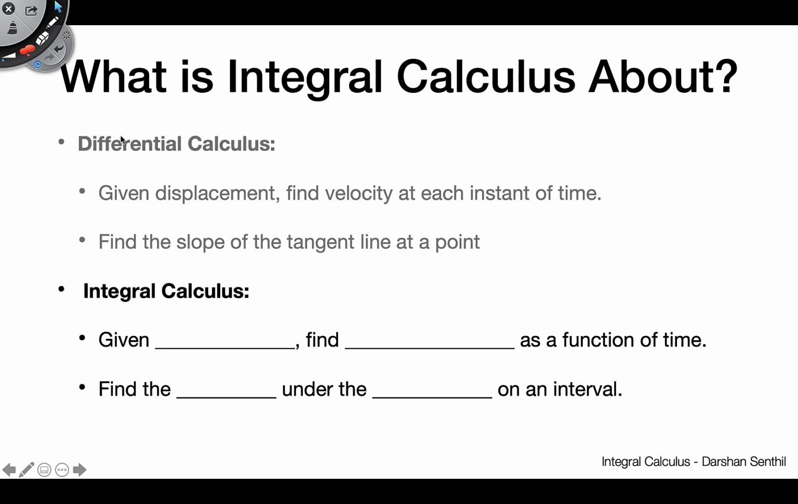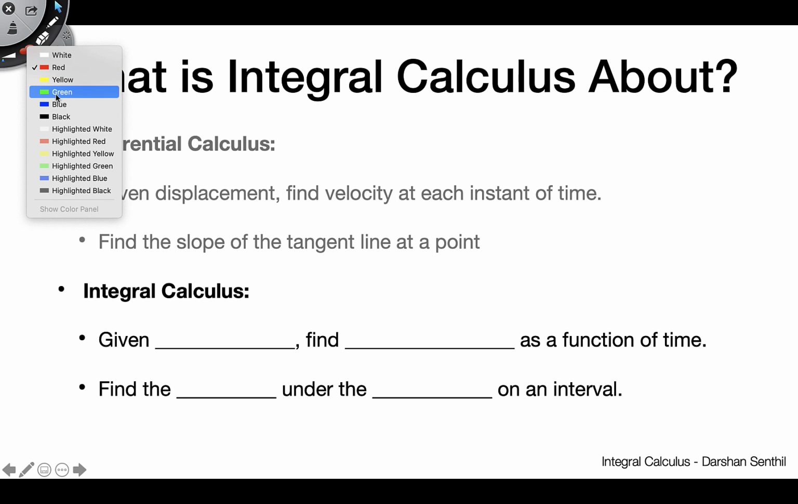So what is integral calculus about? Let's draw a parallel to differential calculus, which we talked about before. In differential calculus, given a displacement function, we can find the velocity at each instant of time. This is what the whole idea of an instantaneous rate of change is all about. Likewise, we could also find the slope of the tangent line at a point. Because again, this is not something we could do with just the slope formula, so we needed our derivative to do both these things for us. Now in integral calculus, we have a similar kind of issue.